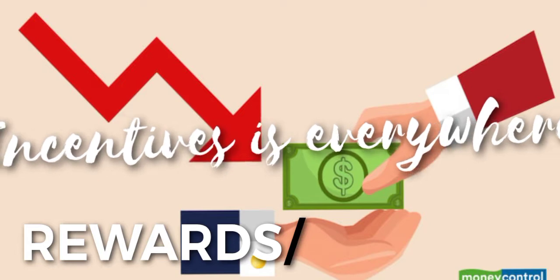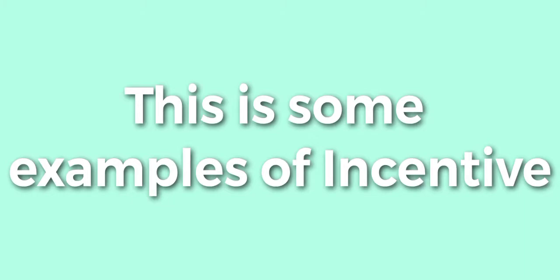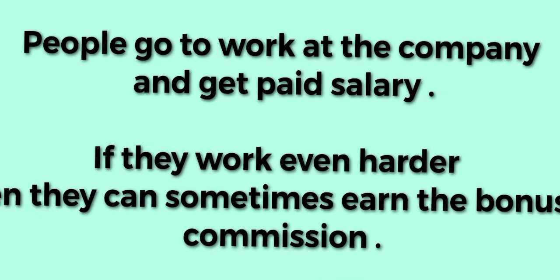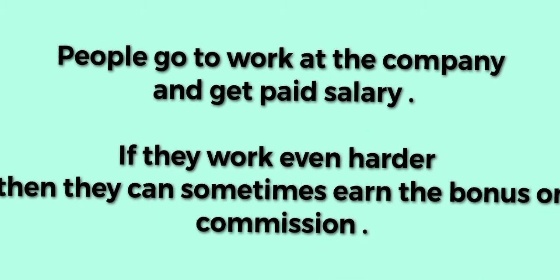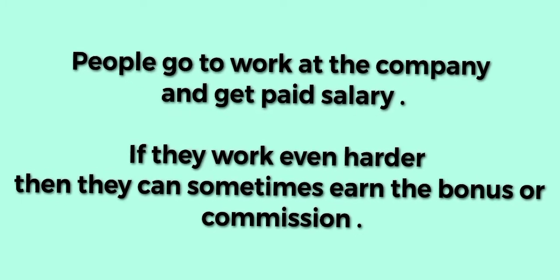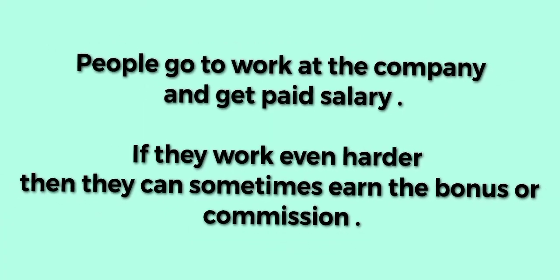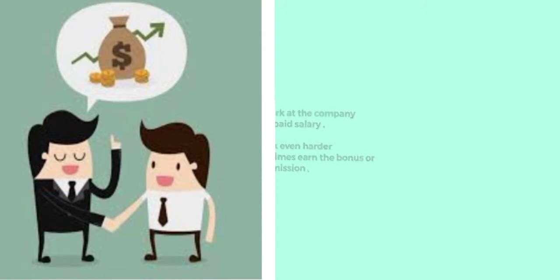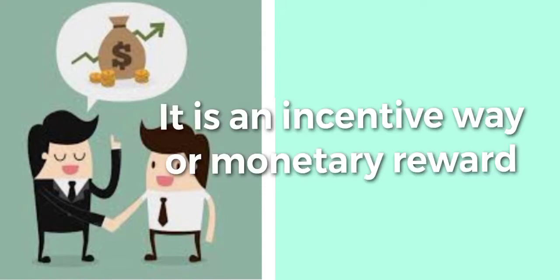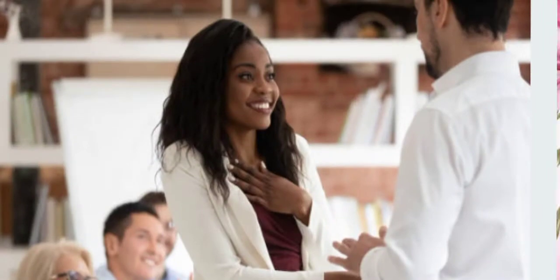These are basic examples of incentives. People go to work at the company and get paid a salary. If they work even harder, they can sometimes earn a bonus or commissions. These examples are the incentive way, or monetary reward, for showing up to work and doing the job. Giving bonuses to the employees of a company is one of them. One of the common ways to reward employees is to offer bonuses at work. This can be a monetary reward.